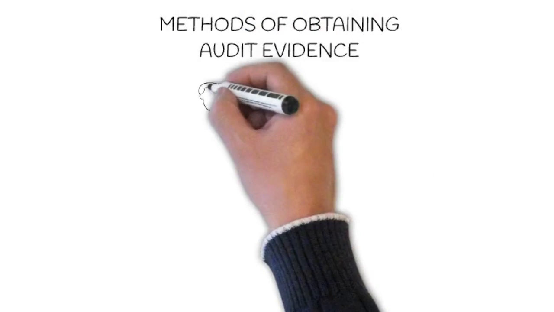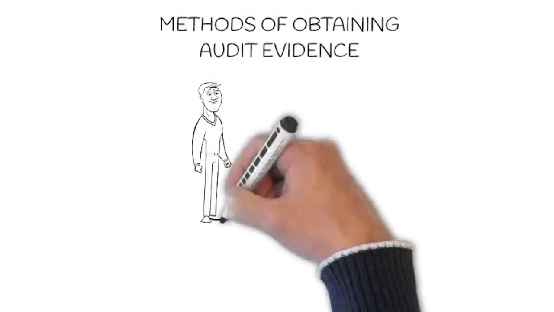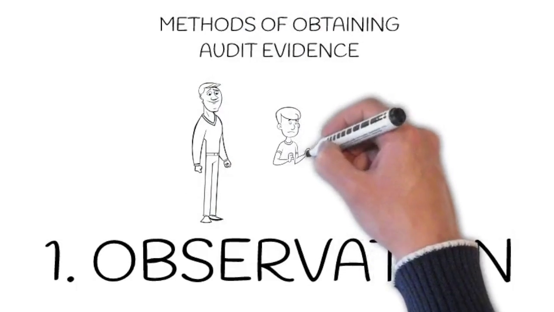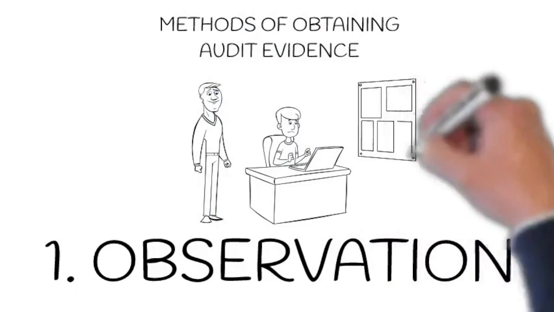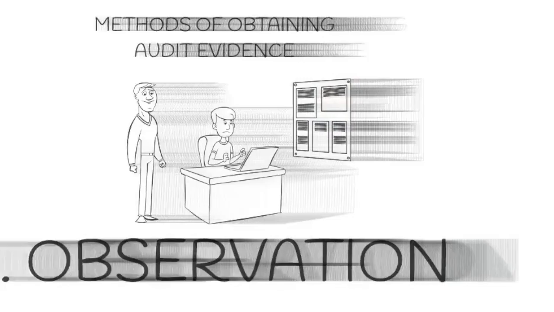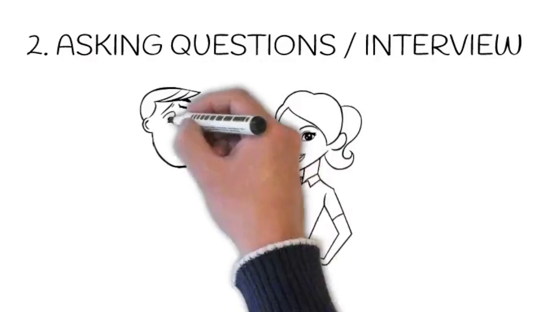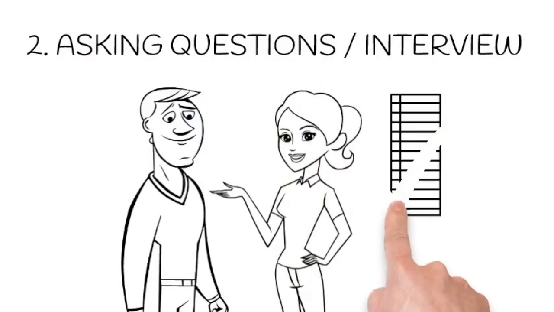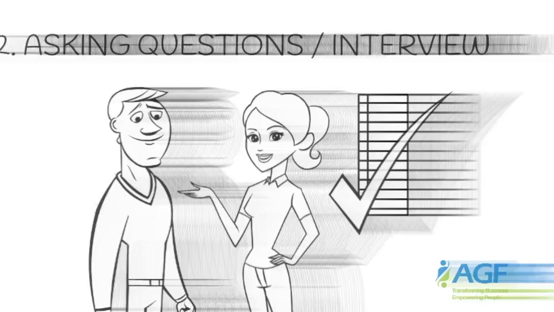Obtaining information comes in 4 methods. These are observation, see if auditee's work matches with the company procedures, and asking questions or interview, check if auditee knows exactly what he is doing.